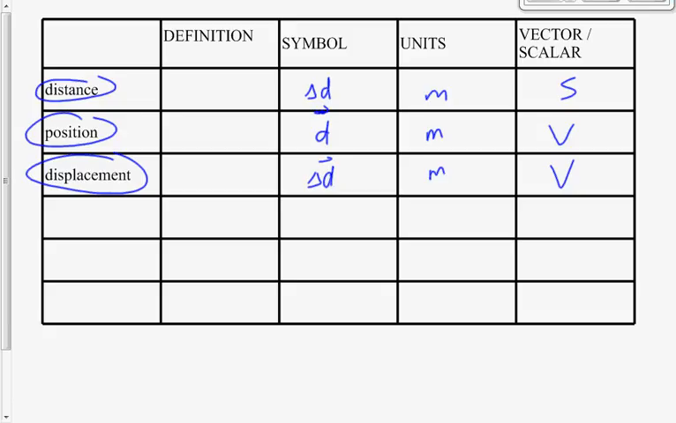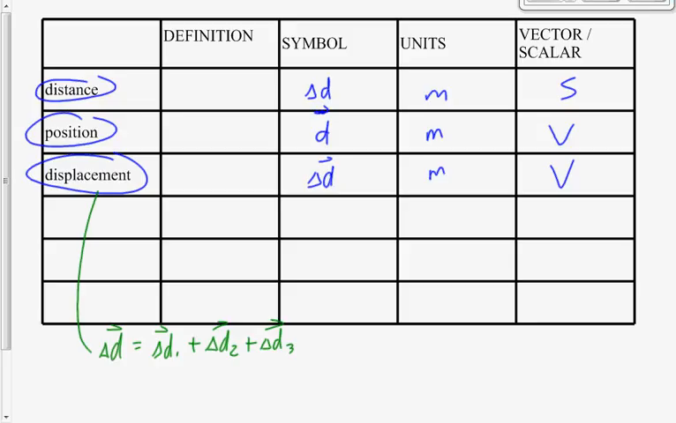Displacement can be found in a couple of different ways depending upon the context of the question, depending upon what we're given in the question. Displacement, or delta D, can be found by adding displacements together. So in other words, if you've got 2 or 3 or 4 different displacements given to you and you want to find the total displacement, add them up.